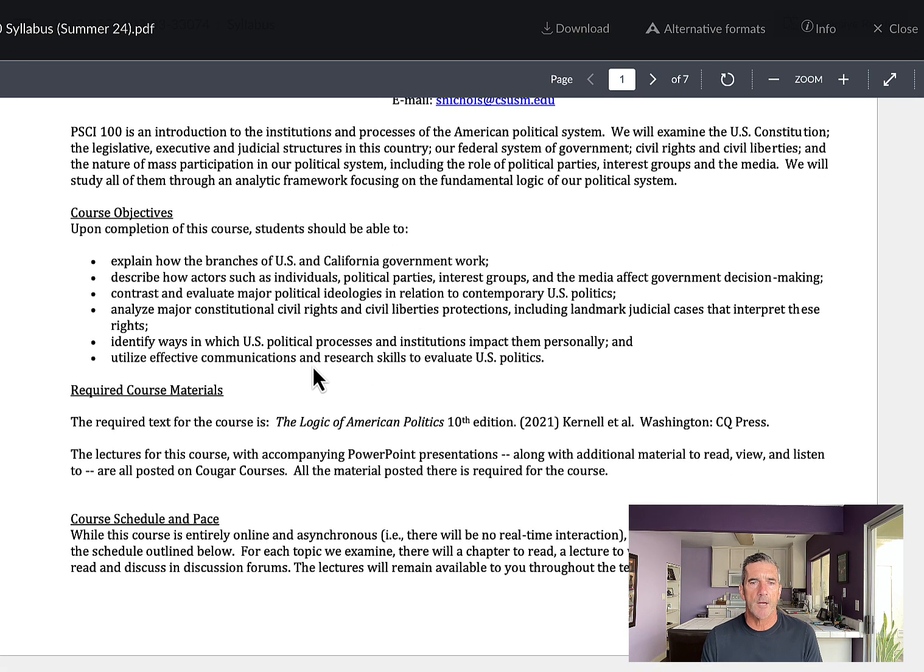The text is The Logic of American Politics, the 10th edition, published in 2021. I sent you an email with links to ways to obtain the text relatively inexpensively. I did not place an order at the bookstore for the text because the bookstore's main role in that process is to mark it up and sell it for a lot more than you could buy it for on your own. There's lots of used copies out there at various resellers.